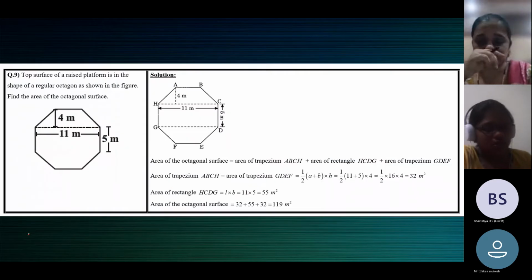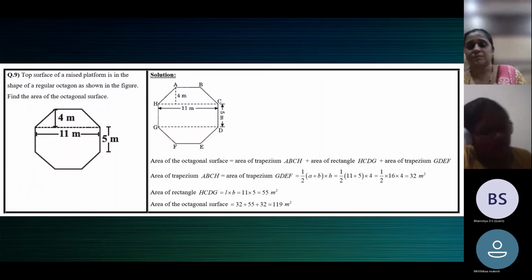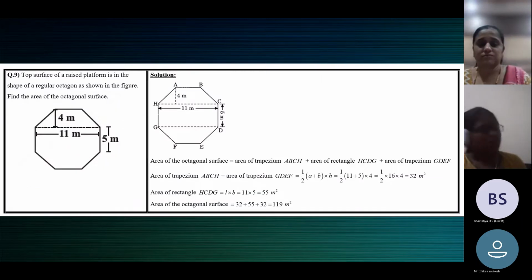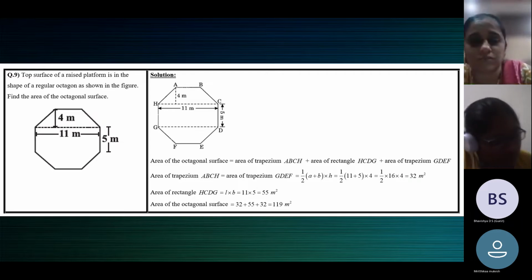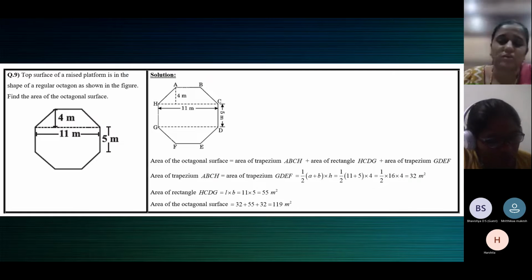Please work, children. Take your time, first go through the answer, understand, and then write it down. And please don't write it sideways. Keep writing one below the other.